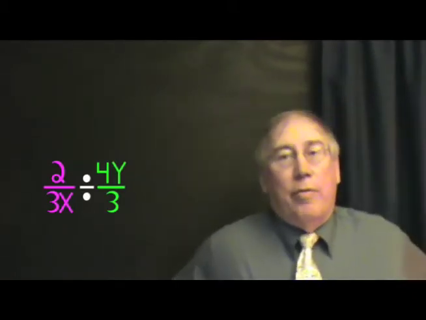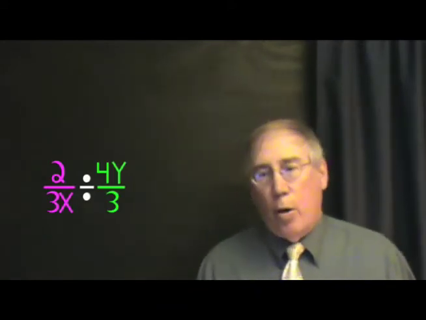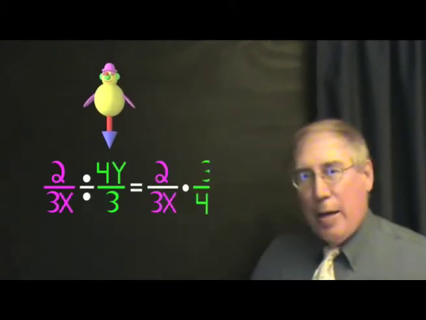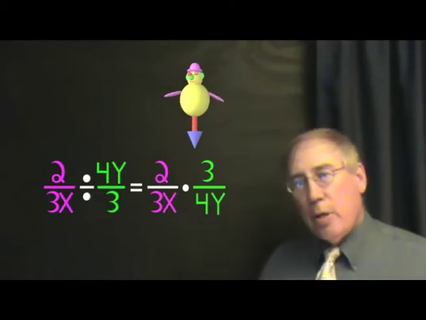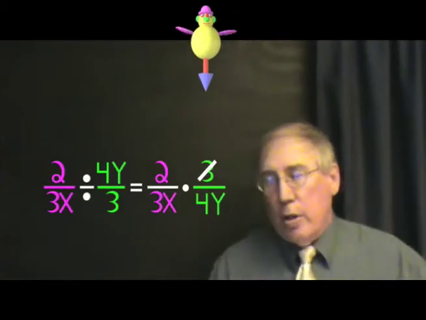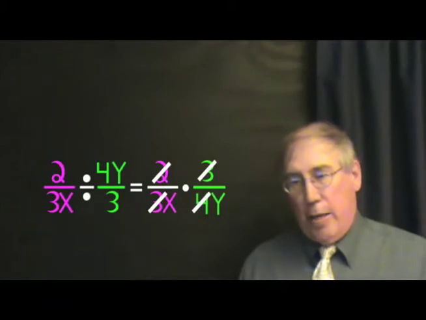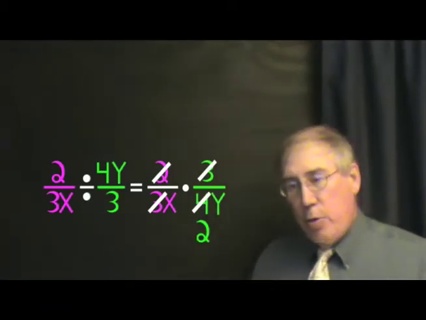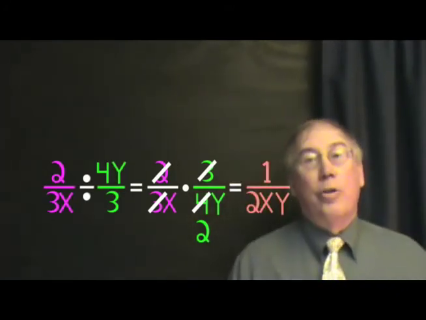Now here's one that involves some variables. 2/3x divided by 4y over 3. So let's take the reciprocal of 4y over 3. The reciprocal of it is 3/4y. Now we can also look to see if we can cancel. So we can cancel a 3 into a 3, and we can cancel a 2 into that 4. And 2 into 2 is just 1, and 2 into 4 is just 2. Multiply across, and we'll get 1/2xy.